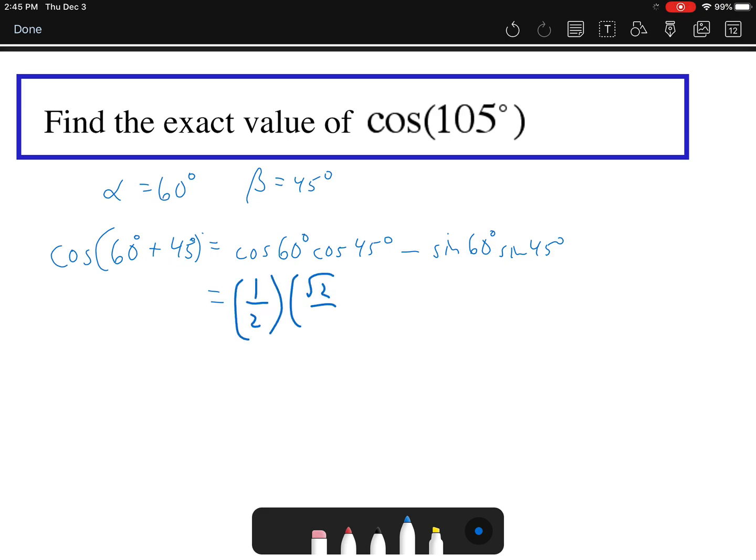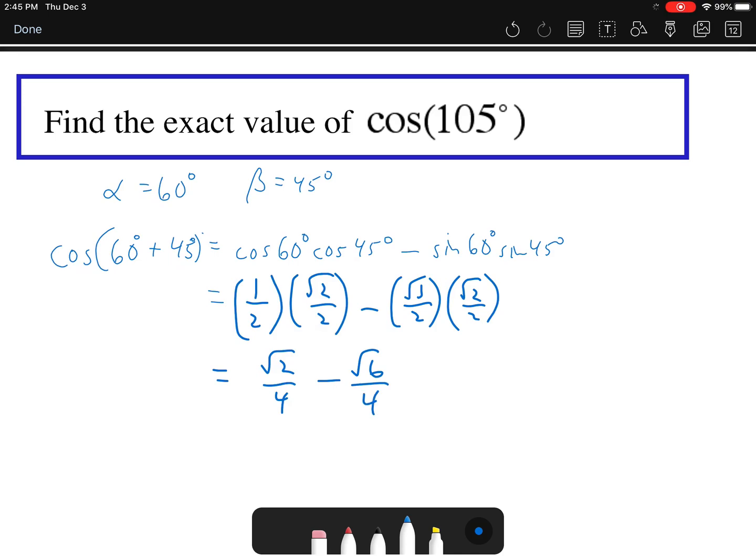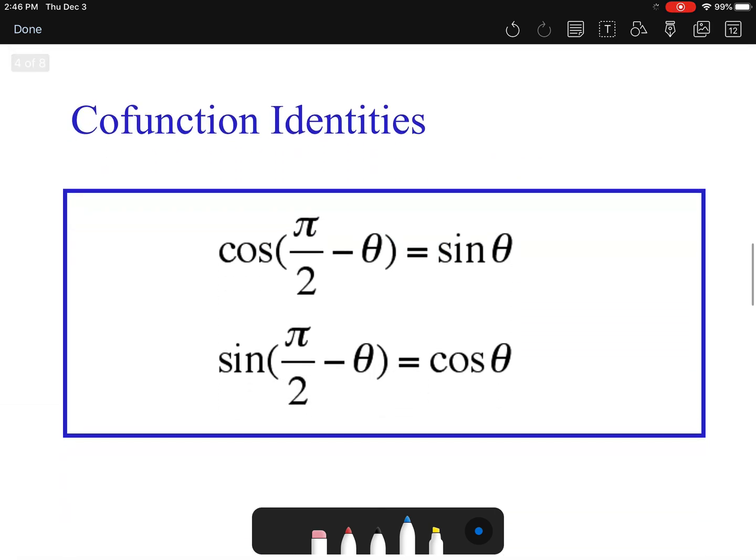What's the cosine of 60? 1/2. See, we cannot forget these. Radical 2 over 2 minus, let's see, the sine of 60 was radical 3 over 2. The sine of 45 was radical 2 over 2. Well, then that leads to radical 2 over 4 minus radical 6 over 4, because we can multiply 3 times 2 since they're both in the radicands. We cannot subtract them though. So the cosine of 105 exactly is radical 2 minus radical 6 all over 4.